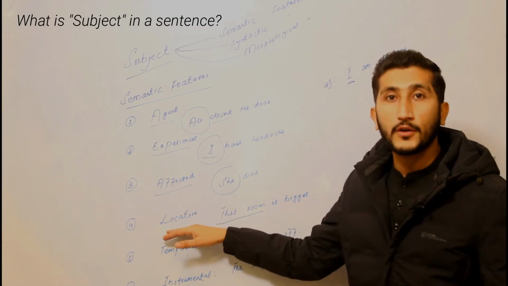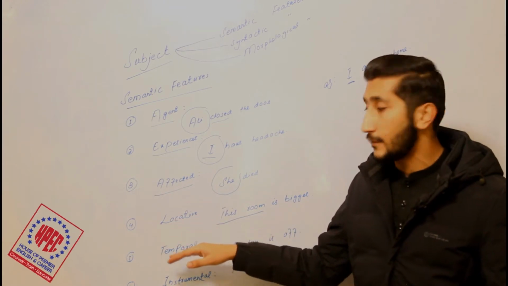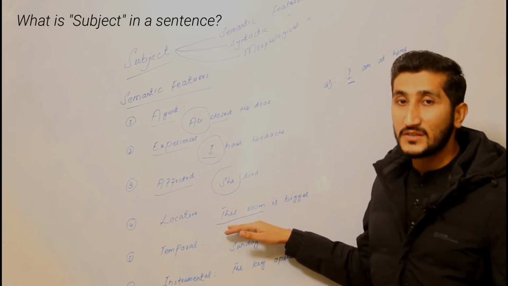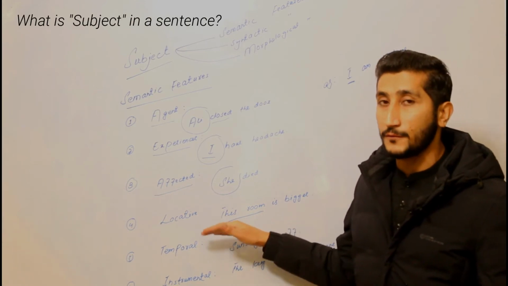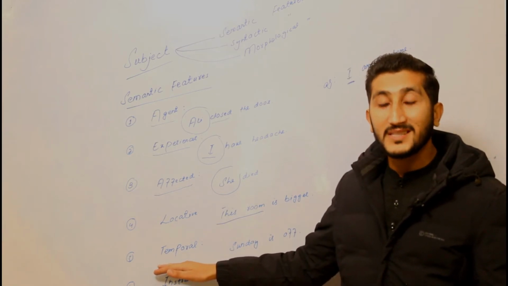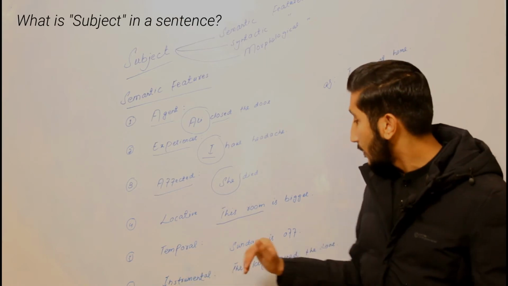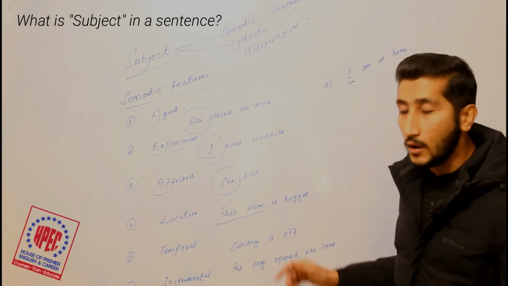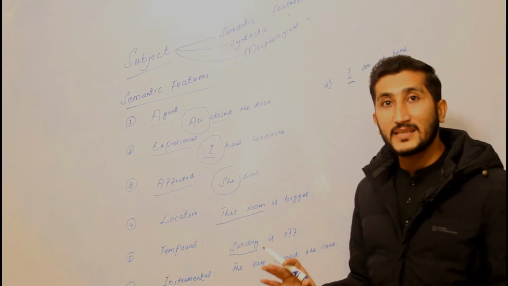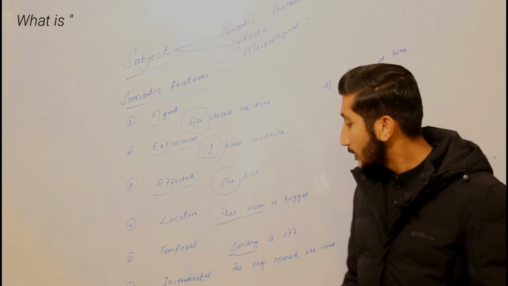Subject can also be locative, which means that it can refer to place. For example, this room is bigger. In this example, this room is the subject and it of course refers to place. Subject can also be temporal, which means it refers to time. For example, Sunday is off. In this example, Sunday is the subject and it refers to time.